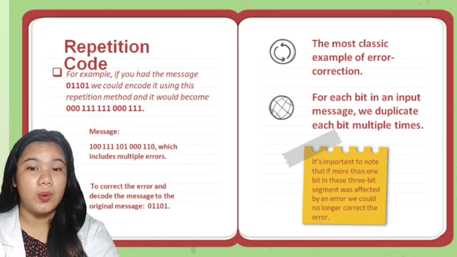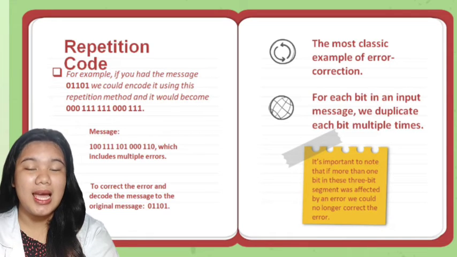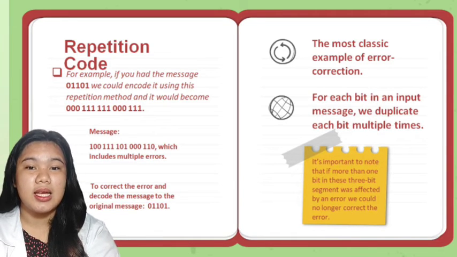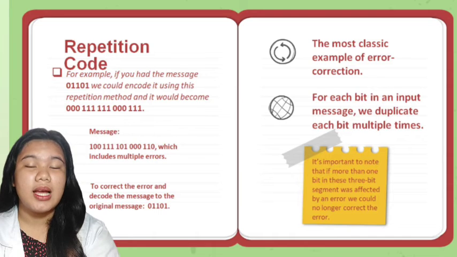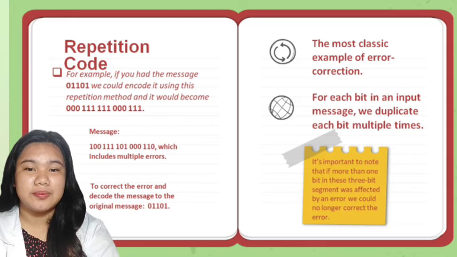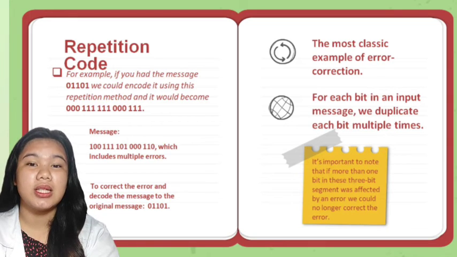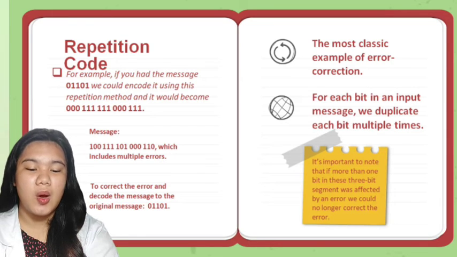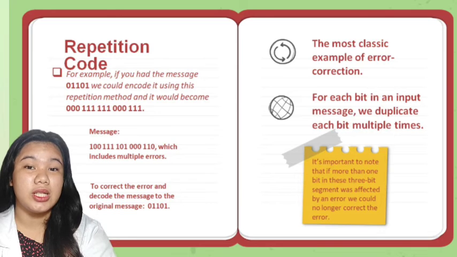Next, we have 111. Since there is repetition, there is no error. So the original number is 1. Next is 101. The number that is repeated is 1. So the original message is 1. Next is 000. Then there is repetition, so the original message is 0. Next is 110. The number that is repeated is 1. Then, putting them together, we have the original message, which is 01101.